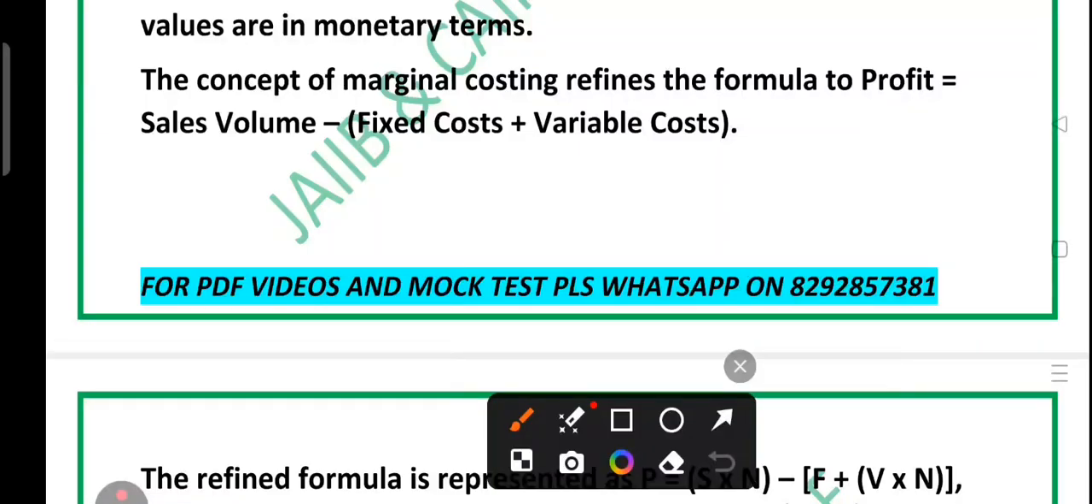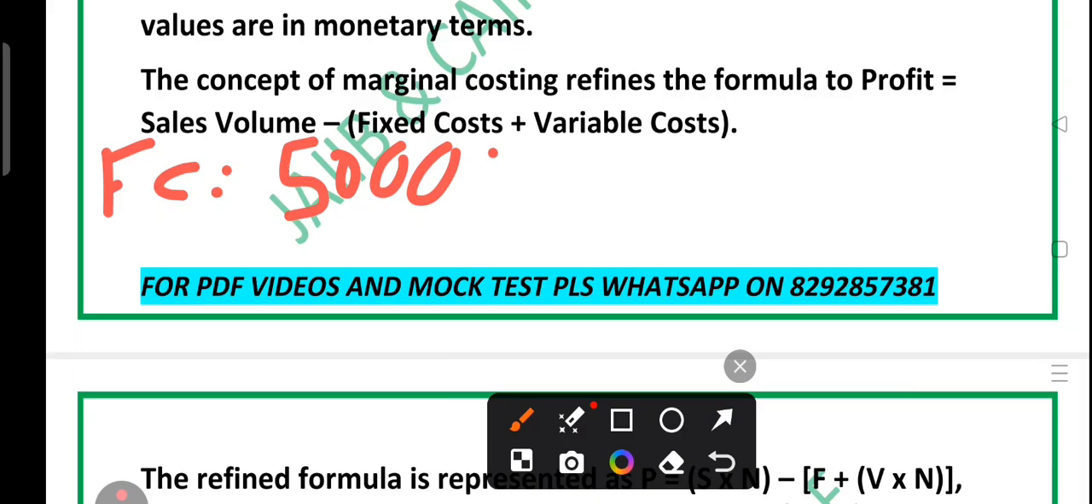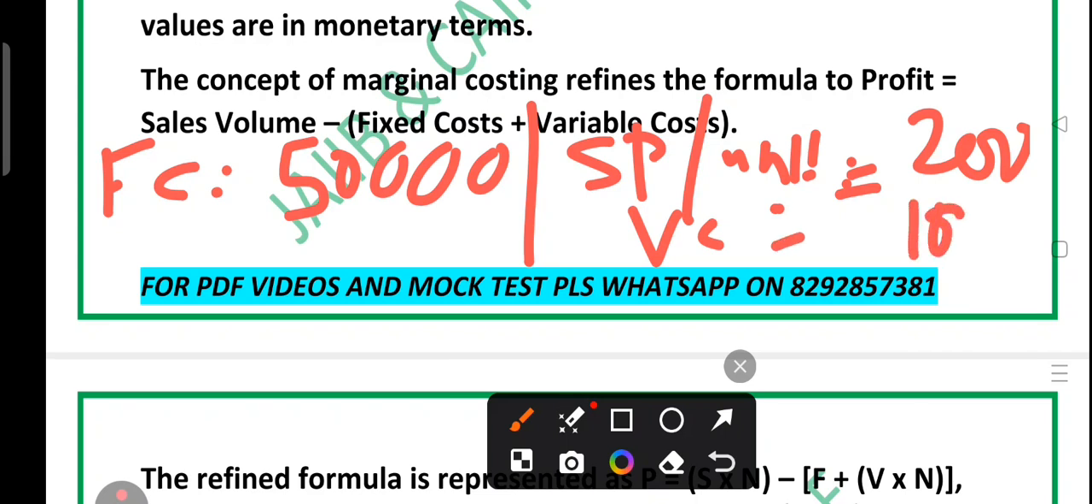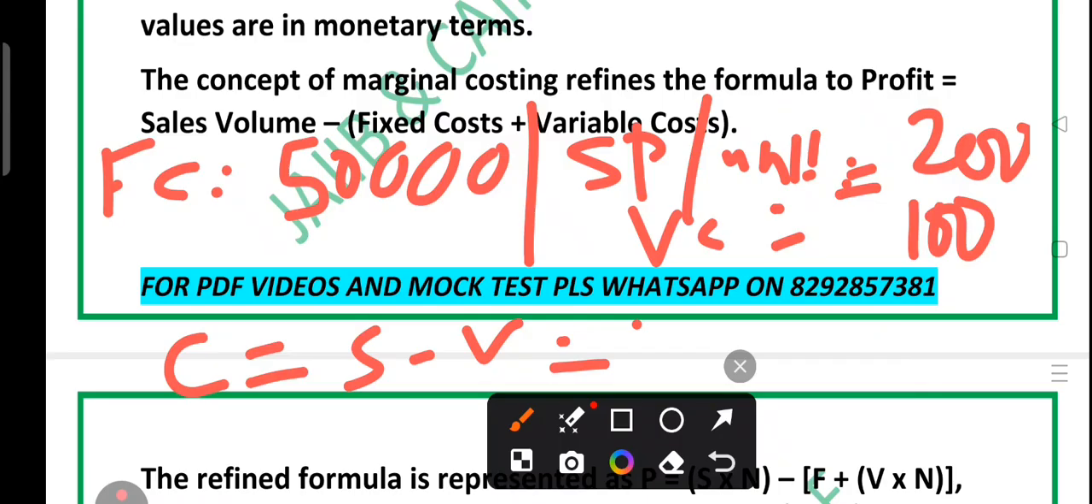Let's suppose that fixed cost is 50,000 rupees. Let's suppose that selling price per unit is 200. Let's suppose variable cost per unit is 100. Now what would be the contribution per unit? C per unit would be how much? See, it is simple, S minus V, which is 200 minus 100, which is equal to 100 rupees per unit.